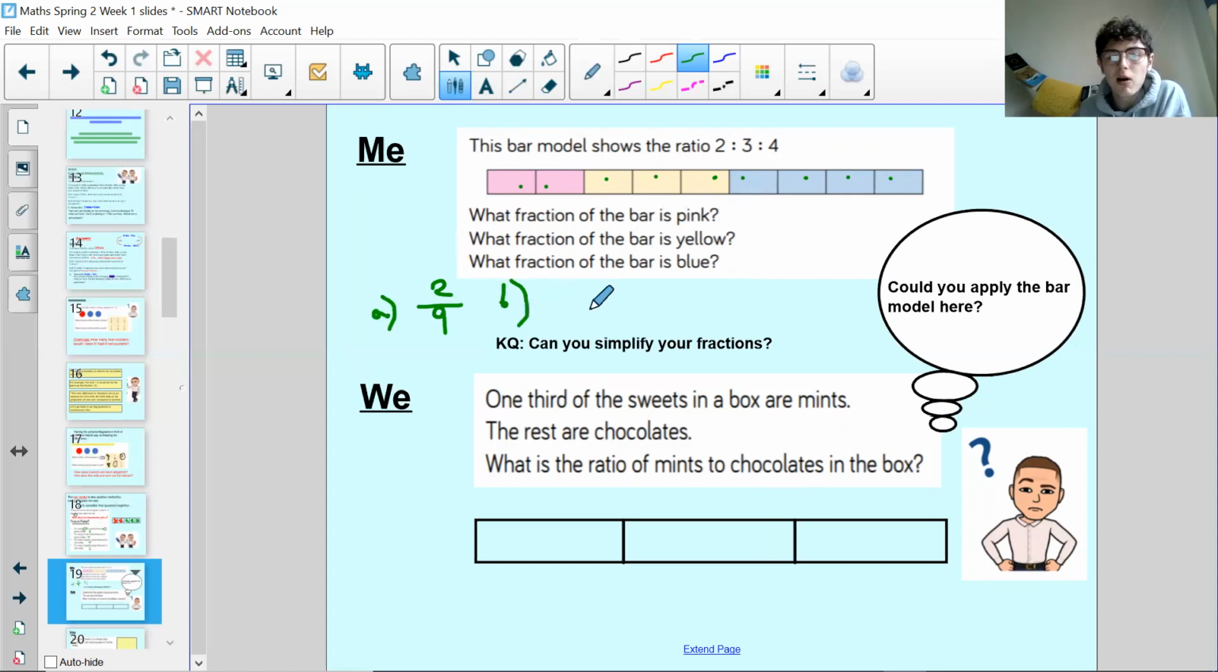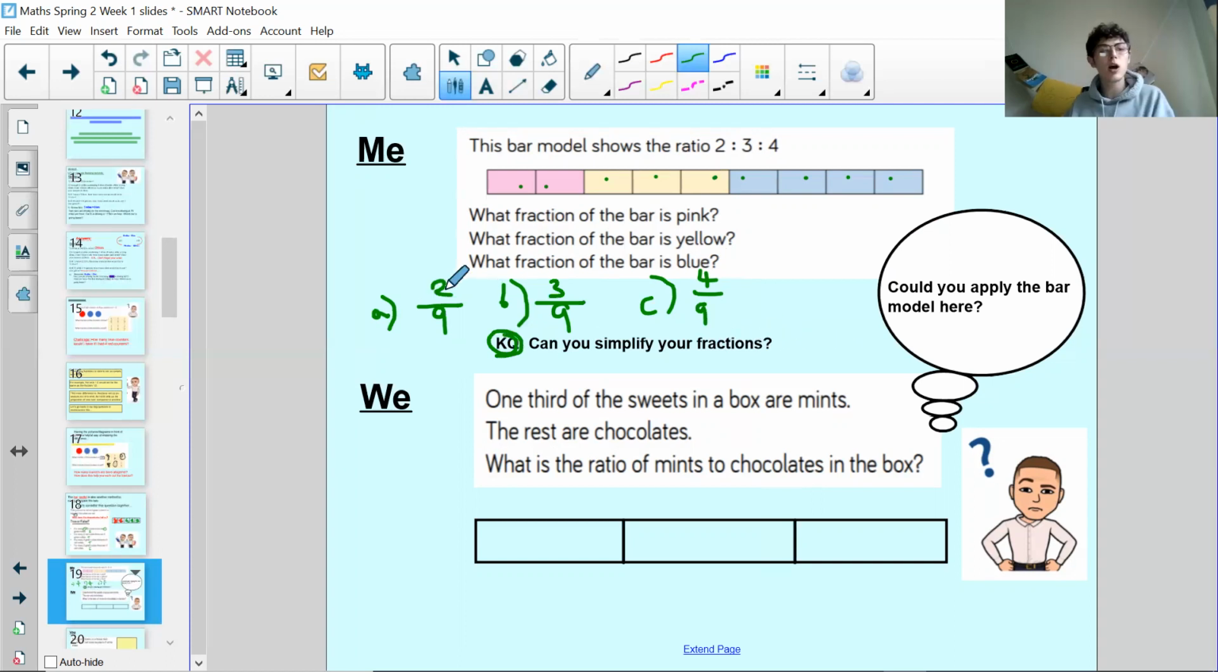What fraction of the bar is yellow? Once again, we're going to put 9 as our denominator. And we've got 3 yellow. So we'll put 3. And then C. What fraction of the bar is blue? We've got 4 out of our 9 are blue. Okay. And then I've got my key question just under here. Can you simplify any of your fractions?